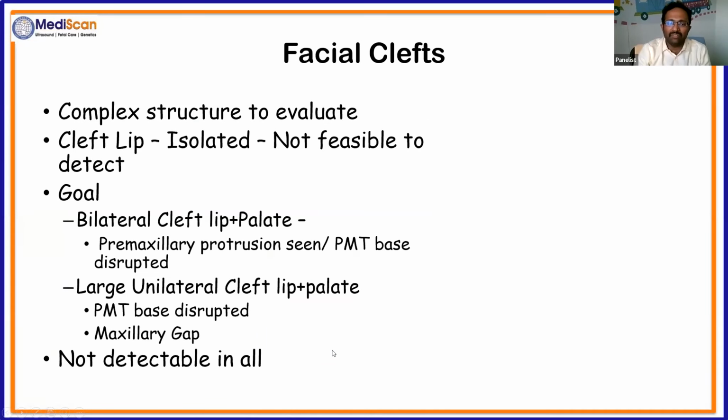The last and the difficult thing to assess is presence or absence of facial clefts. These may not be detectable in all, and this depends upon the gestational age and the size of the defect. Smaller baby, smaller defect, difficult to identify. Larger baby, close to CRL of 84 or above 13 weeks, and it is a bilateral cleft lip and palate or part of other malformations, easy to identify.